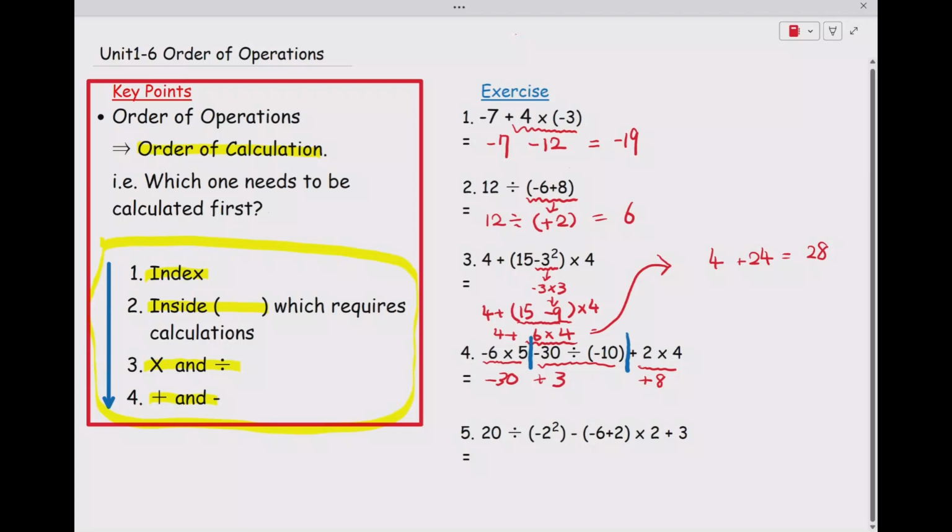Add all of these together. Minus 30 plus 3 plus 8. You get minus 19. So the answer is minus 19.